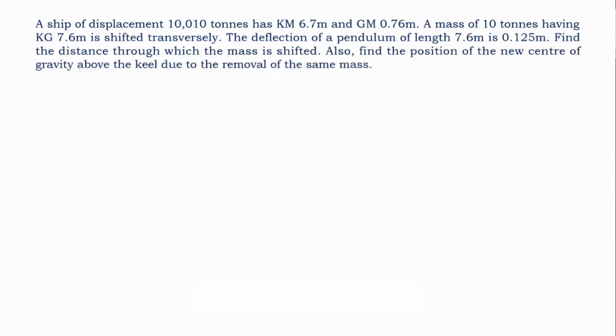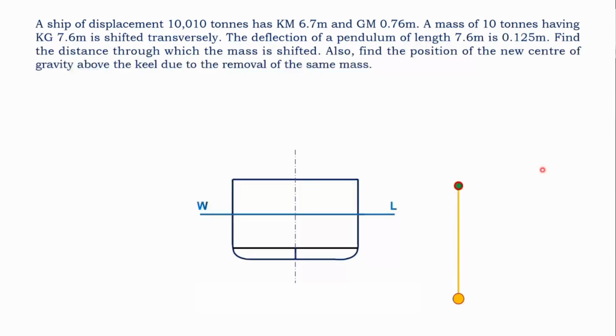This is our ship, let's say. The displacement has been given to us as 10,010 ton. KM, the height of metacenter above the keel, is 6.7 meters. Initial GM of the ship is 0.76 meters. The mass is 10 ton and lying at a height of 7.6 meters above the keel.